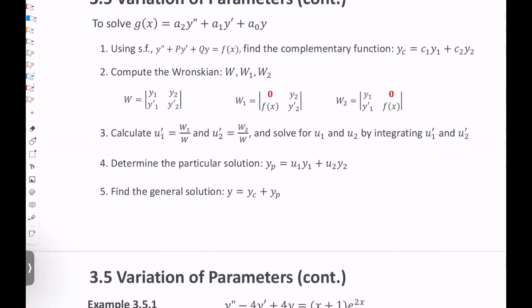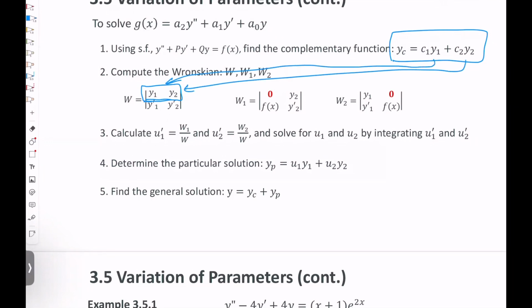So there are 5 different steps. The first step is the same thing that we've been doing. Find the y sub c using the auxiliary equation. Step number 2, we need to compute the W, W1, and W2. Those are the Wronskians. So for W, we're going to have y1 and y2. Second row, we're going to put y1 prime, y2 prime. Where do you get the y1 and y2? From yc.